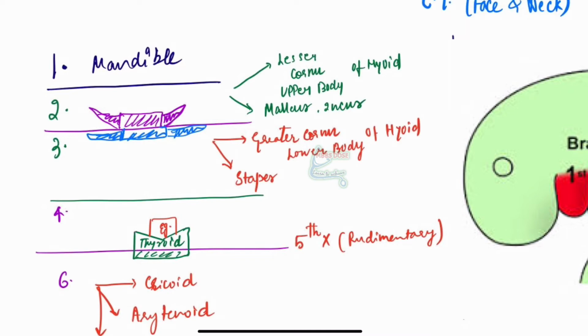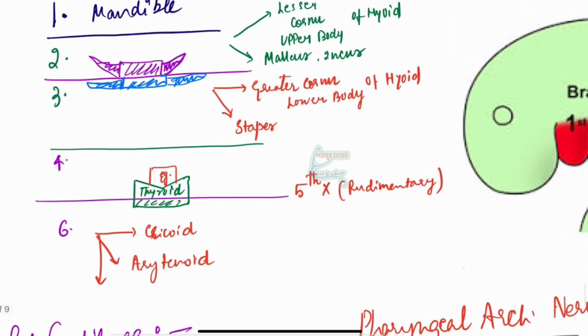Along with that, as we know, there are 3 ear ossicles in our ears. Out of them, the malleus and incus are derived from the second pharyngeal arch, whereas the stapes, being the smallest bone of the human body, is derived from the third pharyngeal arch.